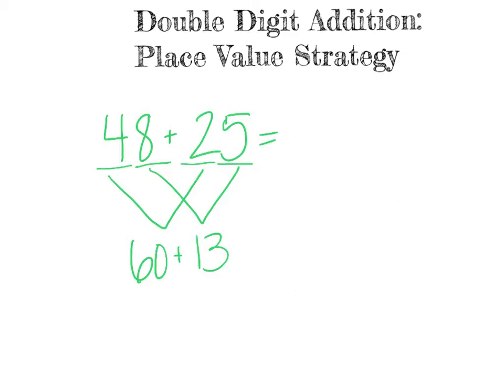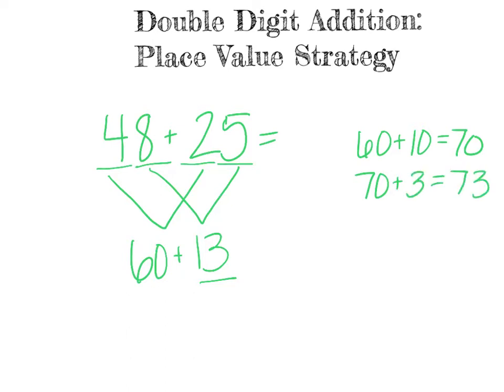So now I'm going to break it apart. So I'm going to do 60 plus 10 first. And I know that 60 plus 10 equals 70. Then I need to add the 3 left over. So I'm going to add 70 plus 3, which equals 73. So 48 plus 25 equals 73.